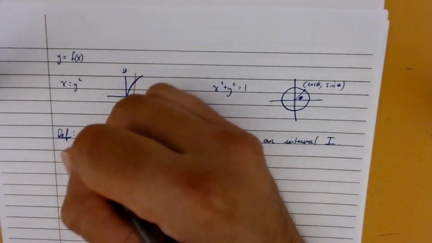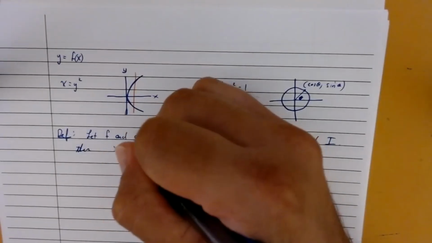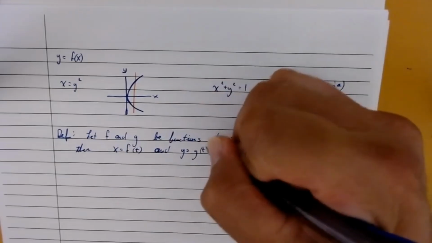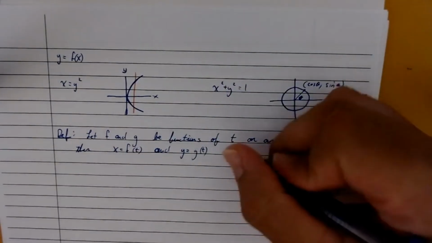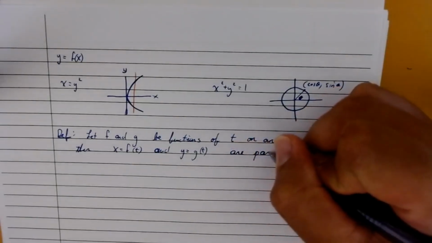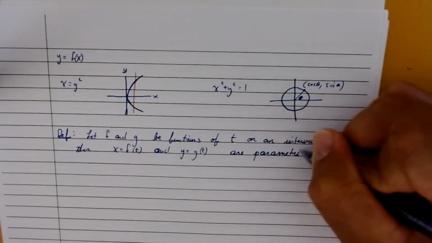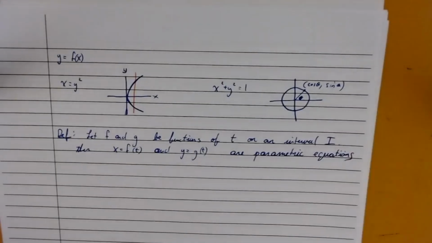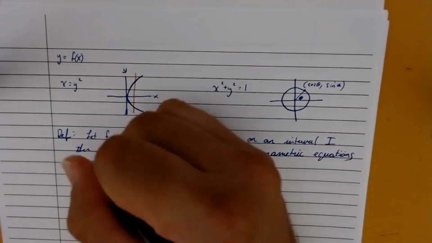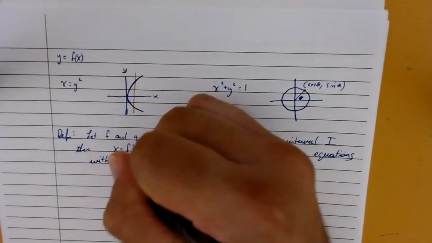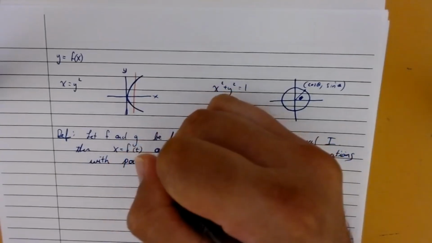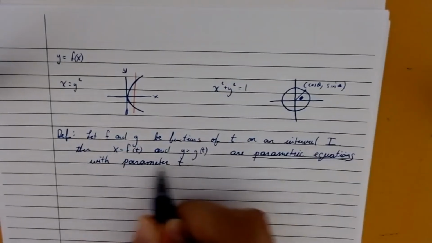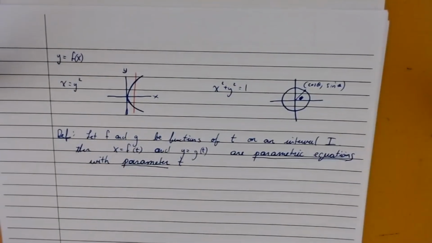Then the equations, x equals f of t and y equals g of t, are called parametric equations, with t as the parameter. Right, so these two equations are your parametric equations, and t is the parameter of the parametric equations.